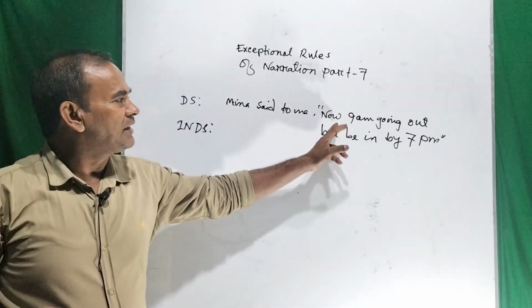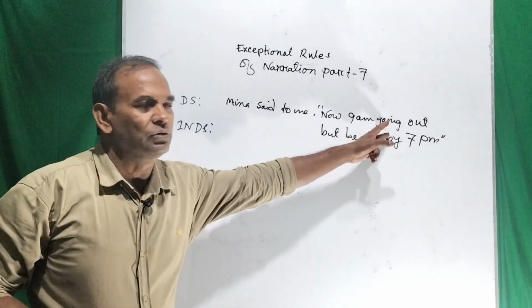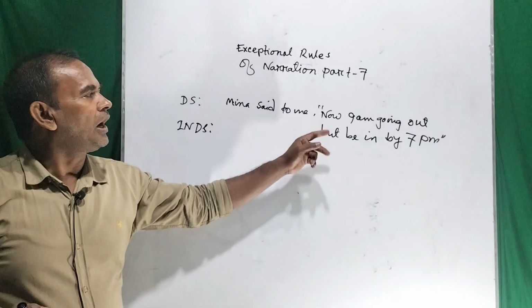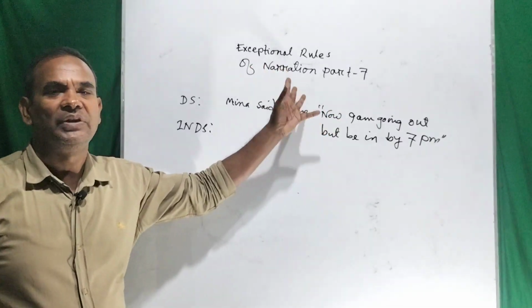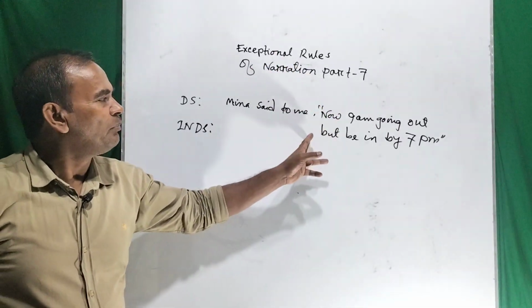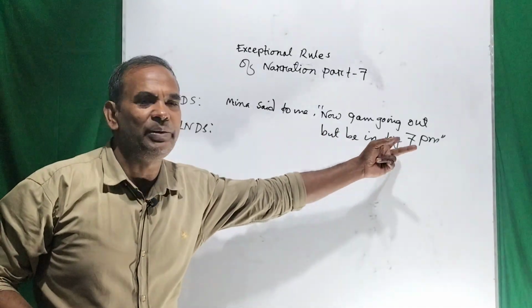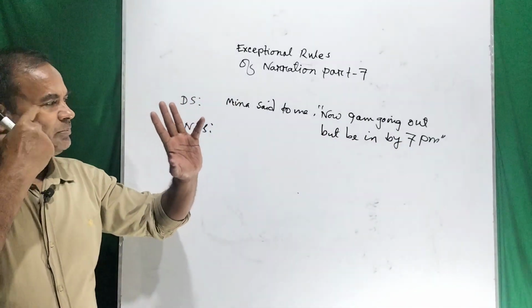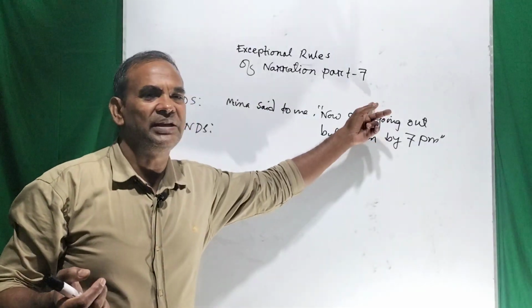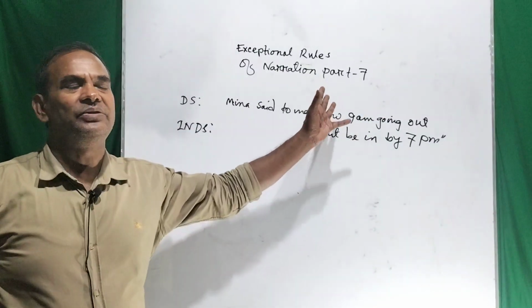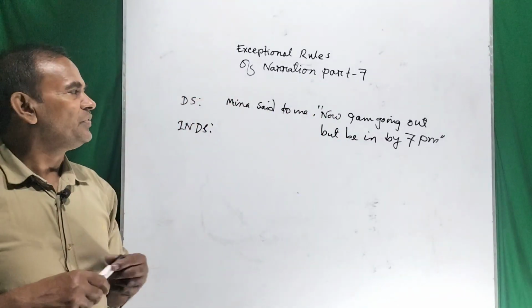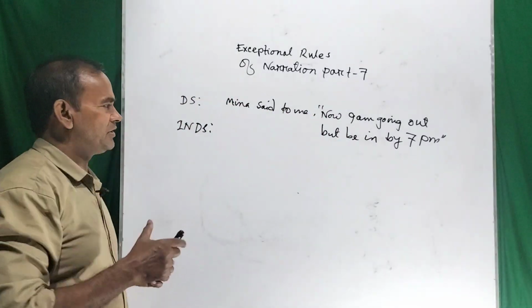In this sentence you can see, now I am going out. Now I am going out. So "now" means this time. Now means this time, but be in by 7 p.m. So this time also has been very clear or obvious in the sentence, and in this case this "now" shouldn't be changed into "then", but we can delete it.